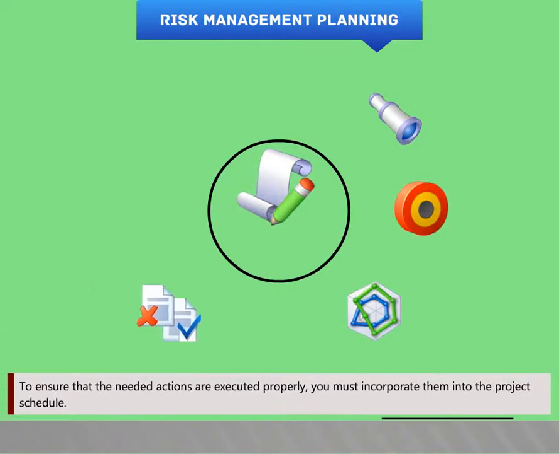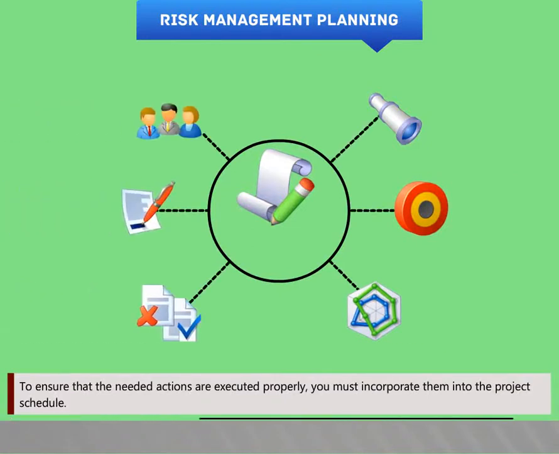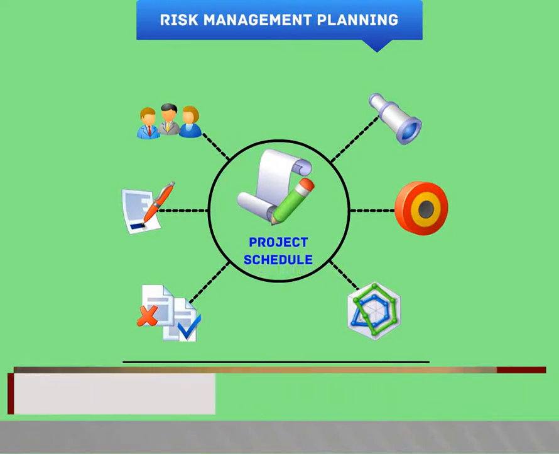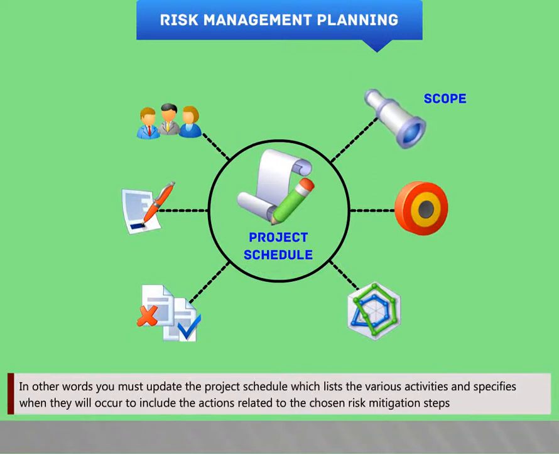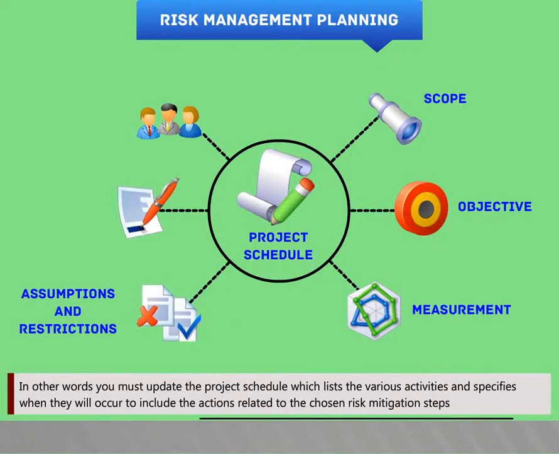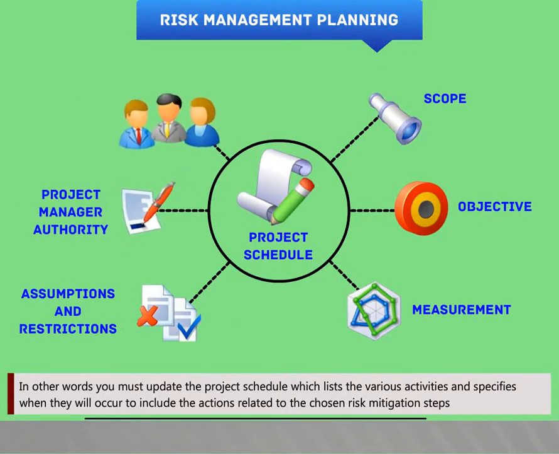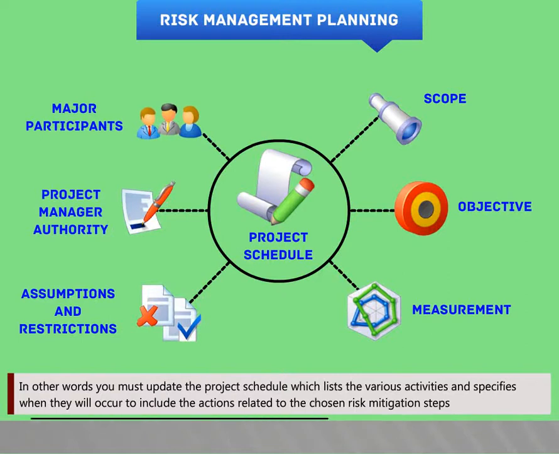To ensure that the needed actions are executed properly, you must incorporate them into a project schedule. In other words, you must update the project schedule, which lists the various activities and specifies when they will occur, to include the actions related to the chosen risk mitigation steps.